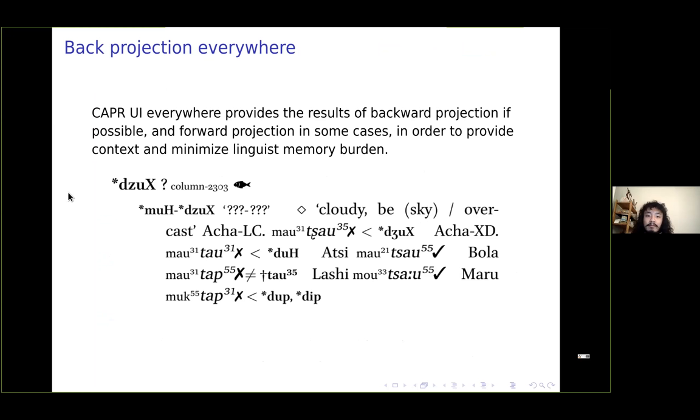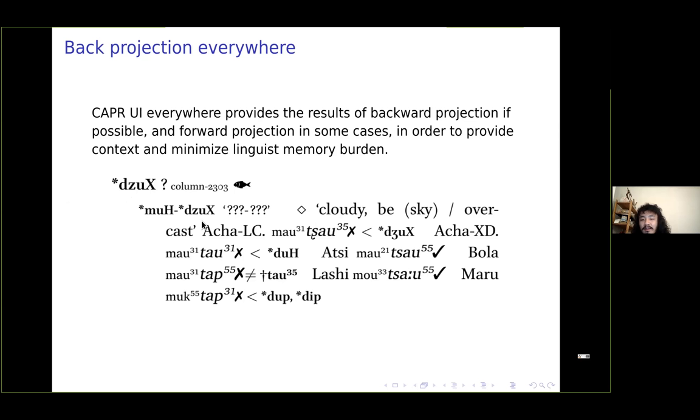And so we got transducers, we got phonological history, and what are they used for? Well, the first insight of the CAPR methodology is that you just blindly do a backward projection whenever possible, and very often forward projection, and that provides a lot of context to the linguist. So for example, we get this word here, cloudy. So yeah, the inferred reconstruction is zhu x.